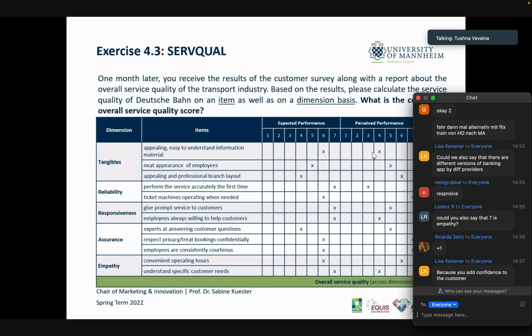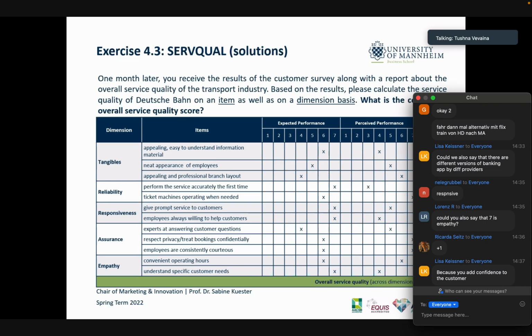So let's see, in the first case, it's 4 minus 6. Minus 2 would be your gap. 5 minus 5, 0. 6 minus 4, 2. So remember, you have minus 2, 0, and 2. Now, this is one group. So your average for this group would be minus 2 plus 0 plus 2, 0, divided by 3. So you get over here a 0.